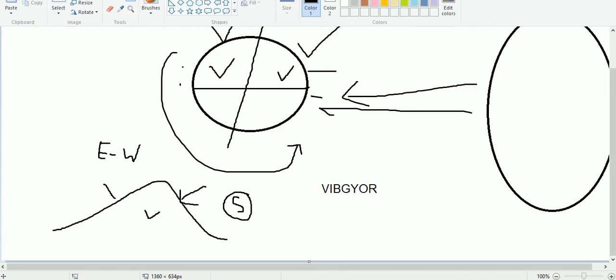See here. Do you remember? We have violet, then indigo, blue, green, yellow, orange, and red. This side of the spectrum has the shortest wavelength, and this side is the longest. In the visible spectrum, orange and red have the longest wavelength, and violet, indigo, and blue have the shortest.